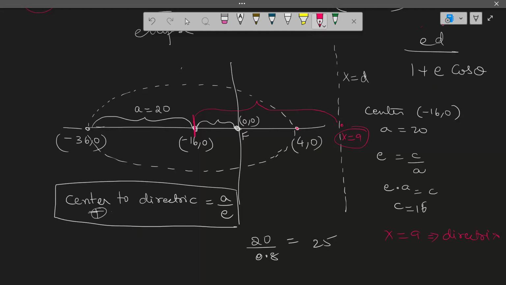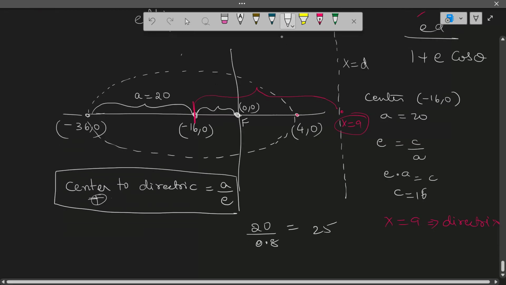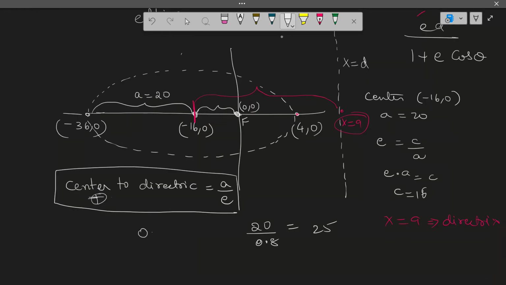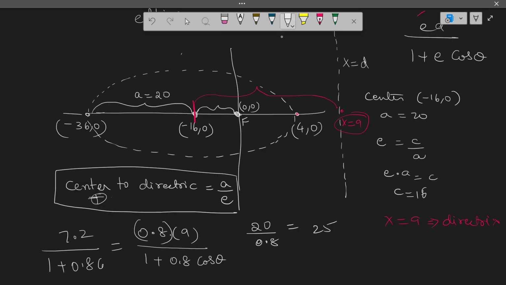So do we have E? Yes, we do. We have D? Yes, we do. So we are good with the equation. Let's quickly write the equation. The equation of this ellipse is going to be ED, which is 0.8 times 9, divided by 1 plus 0.8 cos theta. I have to multiply that. 9 times 0.8 is 7.2. So that's 7.2 over 1 plus 0.8 cos theta. Now that's your R.